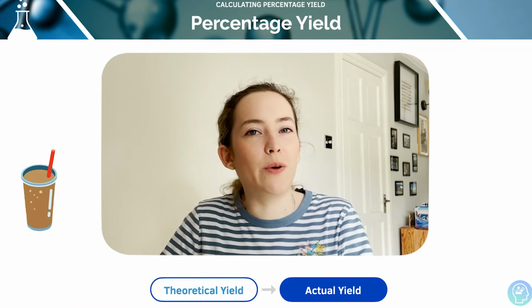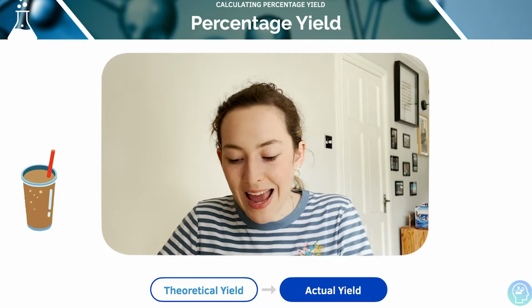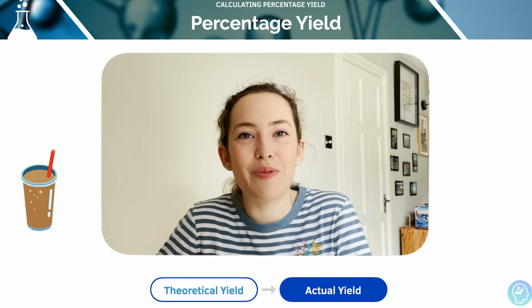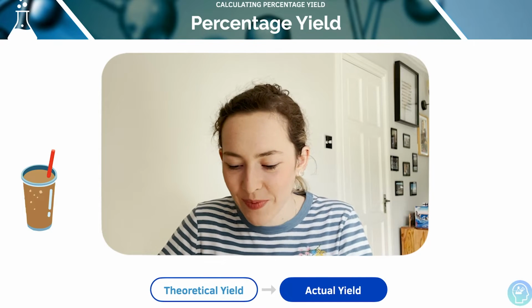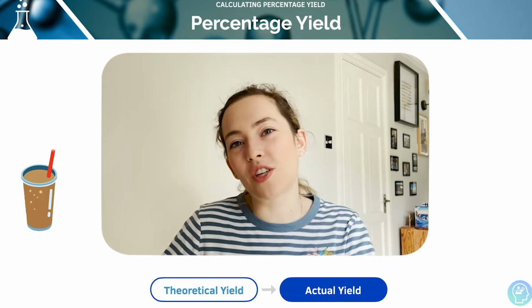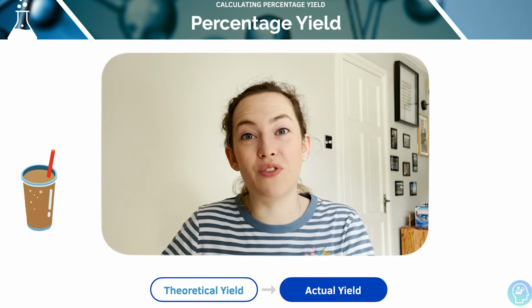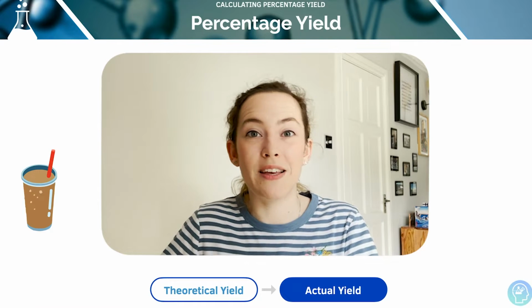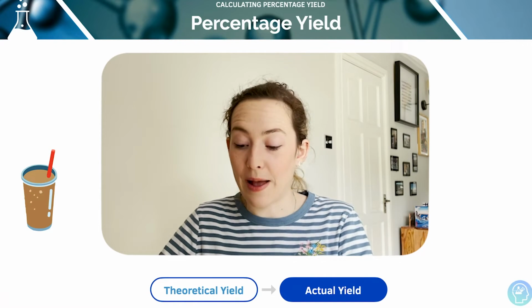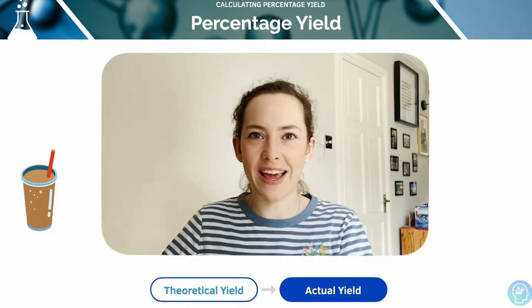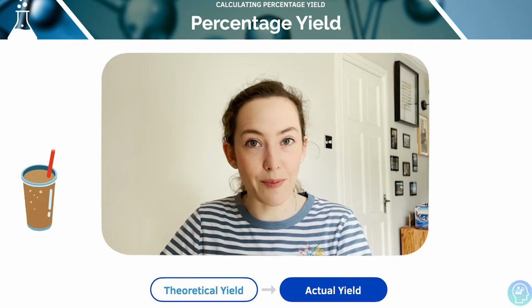Now, the actual yield is the reality. So it's the actual amount of product that is obtained from the reaction when you've actually run it. And the actual yield is always going to be smaller than the theoretical yield. And you'll find there'll be quite big discrepancies if you're using school laboratory equipment, because it's often less accurate than if we're using really high-tech, expensive equipment in a professional lab.